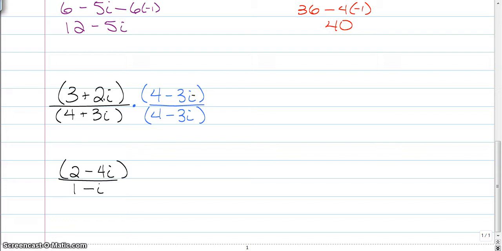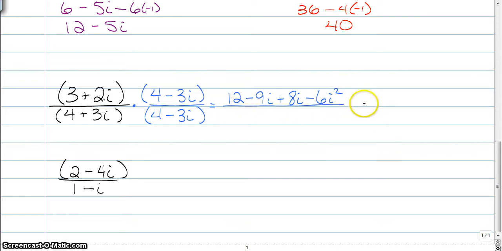But just like you saw up in the red one, since we have a 4 plus 3i and a 4 minus 3i, the i's are going to cancel in the middle when you combine your like terms. So what you do is you're going to FOIL the top, just like you normally would. So 3 times 4 is 12. 3 times a negative 3i is a negative 9i. 2i times 4 is an 8i. And a 2i times a negative 3i is a negative 6i squared. Okay, and then obviously you can simplify the top.